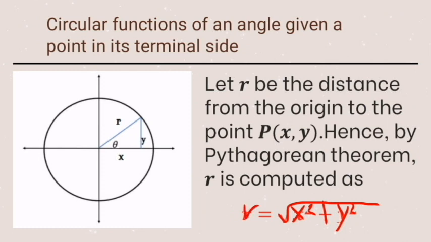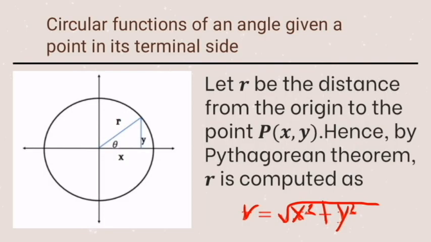So let r be the distance from the origin to the point x and y. This is the point x and y with respect to the axes. Hence, by the Pythagorean theorem, r is computed as r is equal to the square root of x squared plus y squared. So this is now how we compute r if the given radius is not equal to 1.